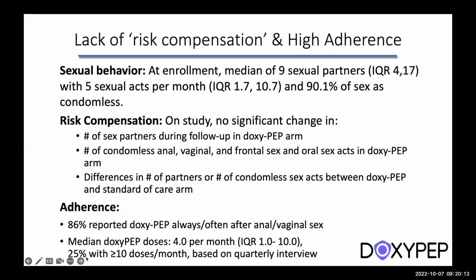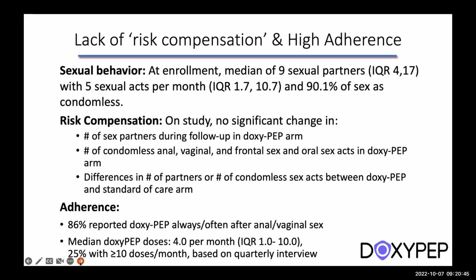We looked at sexual behavior and at enrollment, as I said, there's a median of 9 sex partners with a fairly wide distribution, 5 sex acts per month, and 90% of sex was reported as condomless. We looked for evidence of risk compensation and found no significant change in number of partners or number of sex acts within the DoxyPEP arm or between the DoxyPEP and standard of care arm.